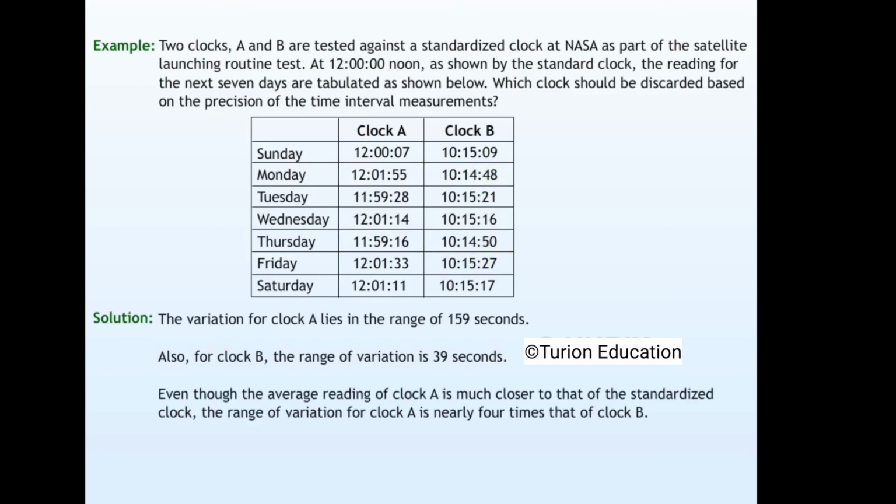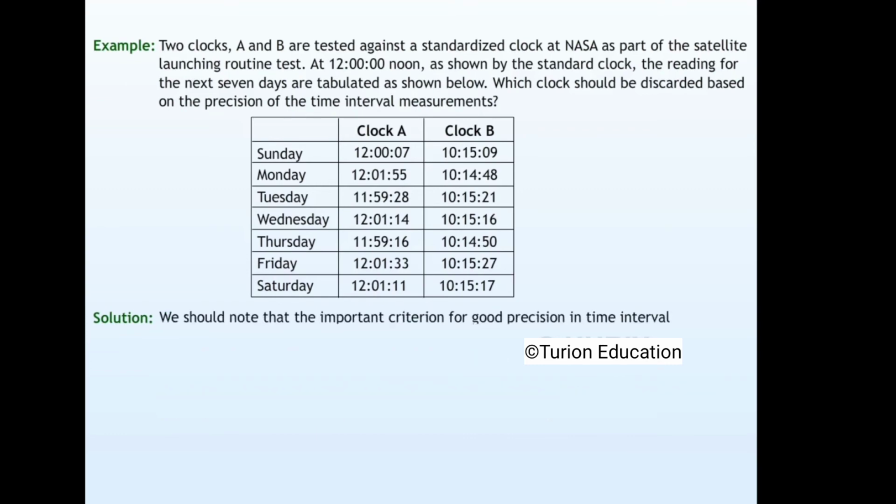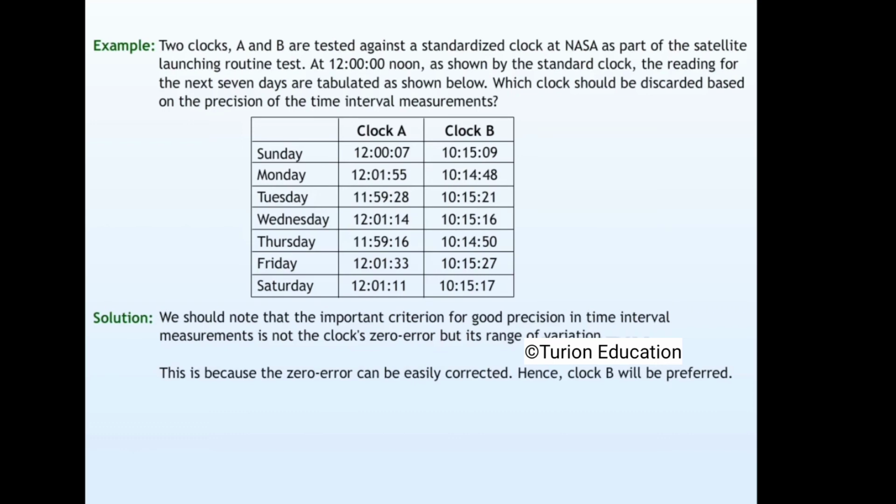Even though the average reading of clock A is much closer to that of the standardized clock, the range of variation for clock A is nearly 4 times that of clock B. We should note that the important criterion for good precision in time interval measurements is not the clock's zero error but its range of variation. This is because the zero error can be easily corrected. Hence, clock B will be preferred.